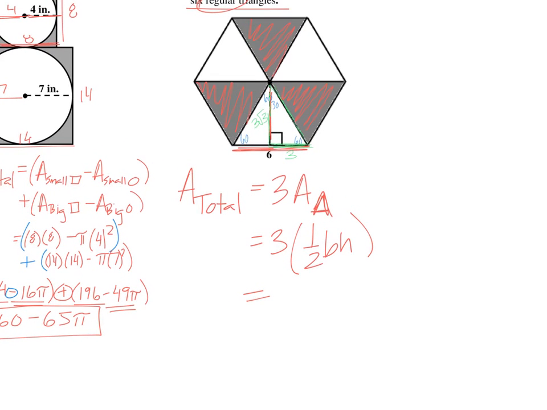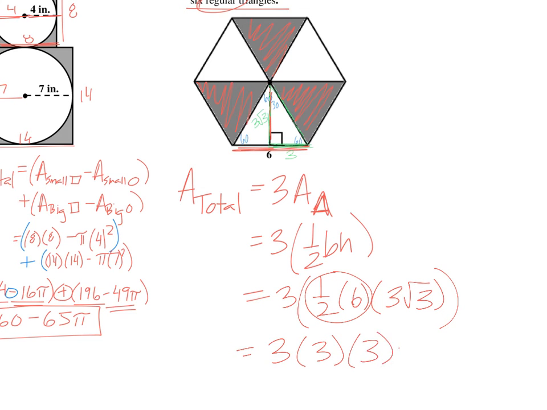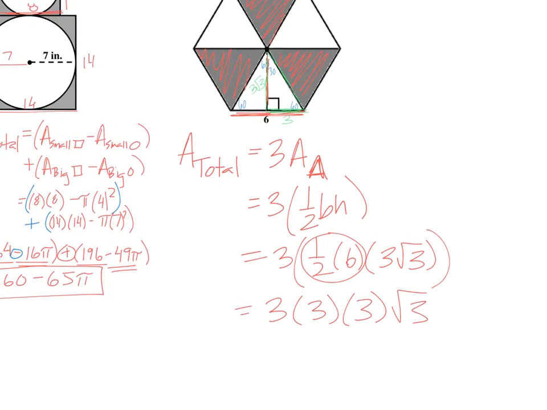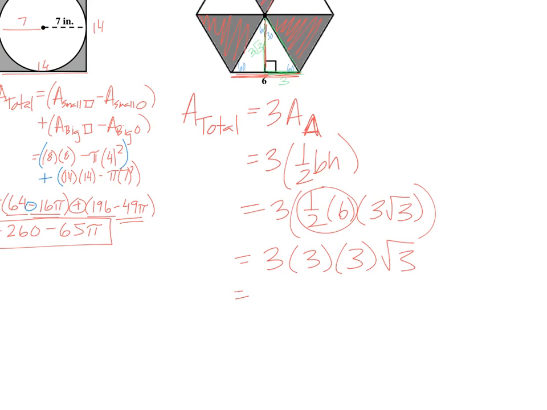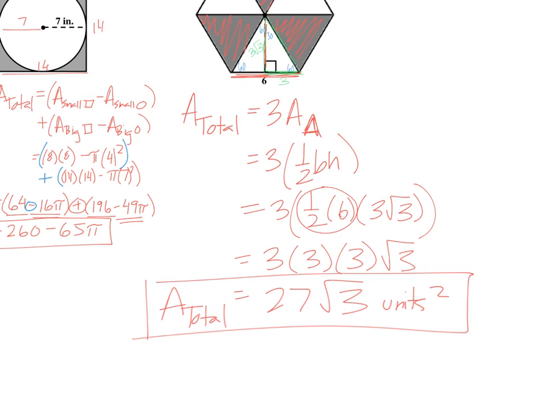All right, and that's all I need to solve this problem now. Because it's a 30, 60, 90 triangle. So I have 3 times 1/2 base, which is 6, times the height, which is 3 square root of 3. All right, so now I have 1/2 of 6, which is 3. Lots of 3's here. All right, so I have 9, 27, 27 square root of 3. That's the total area. And it's just units squared. Done.